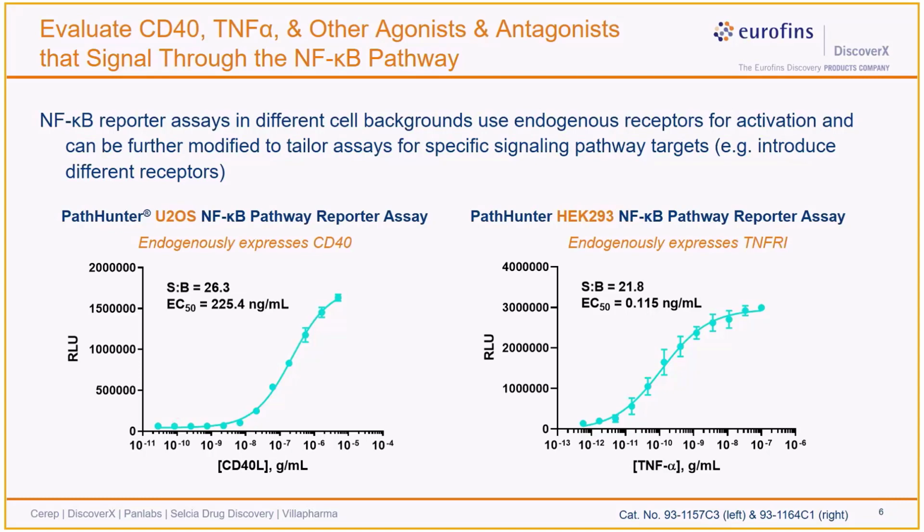Thus, reporter genes can be tailored for specific activators of a particular signaling pathway by choice of cell background used for the assay. Alternatively, cells can be engineered to express the target receptor of interest to activate the pathway, and this is what we did to develop an assay for RANK using the U2OS NFkB reporter assay.